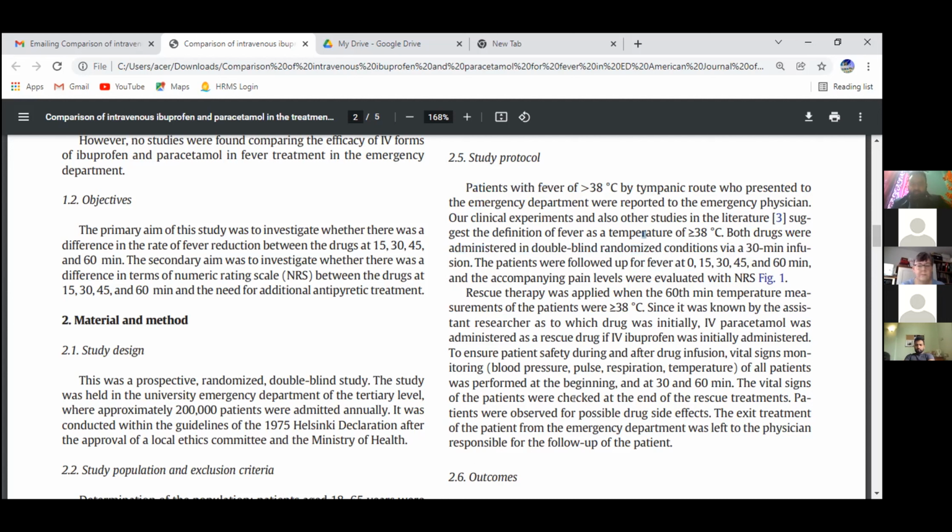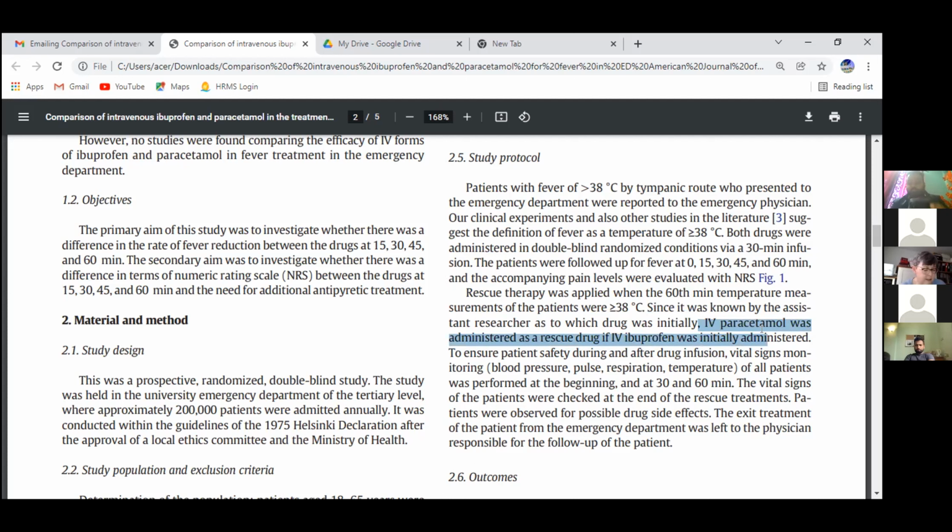The only thing that was different, I think, was the rescue drug that was given, because as it has been mentioned here, since it was known by the assistant researcher which drug was given initially, the IV paracetamol was administered as rescue drug if ibuprofen was initially administered, and vice versa. So I think only that point is the difference between the groups.